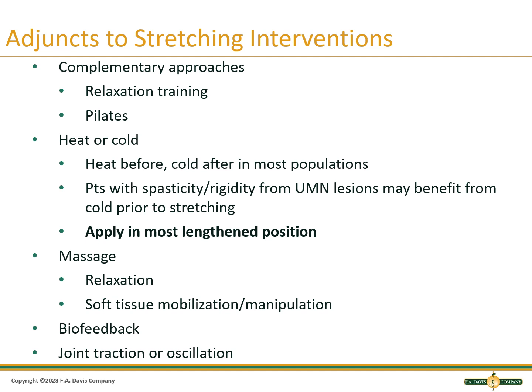Again, it's patient-specific, so use the best approach. But either way, when we're applying heat or cold, we want to apply it in the most lengthened position if the goal is to increase tissue extensibility. We can also utilize massage with relaxation and soft tissue mobilization and manipulation to try to increase tissue extensibility. There are biofeedback techniques that we can utilize to help promote muscle inhibition to allow for greater muscle excursion, and joint traction or oscillation. And I would argue that oscillation is one of the more useful tools that we have when trying to apply a stretch to a patient.